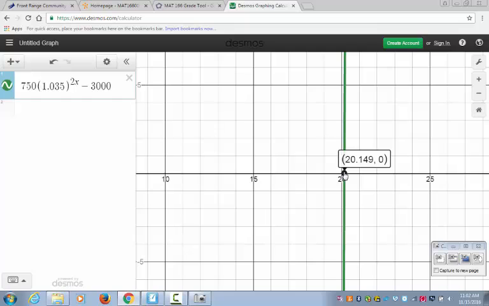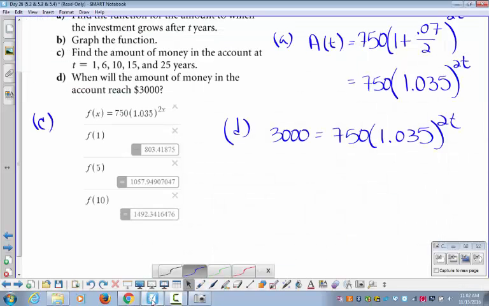So that tells us that it's going to take 20.149 years to get to 3,000. So using technology, that's how we would do it. But we need to use math. That's the key here for us.